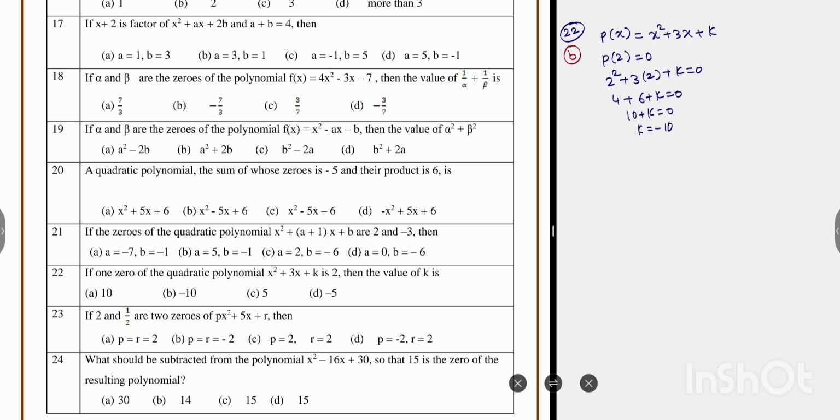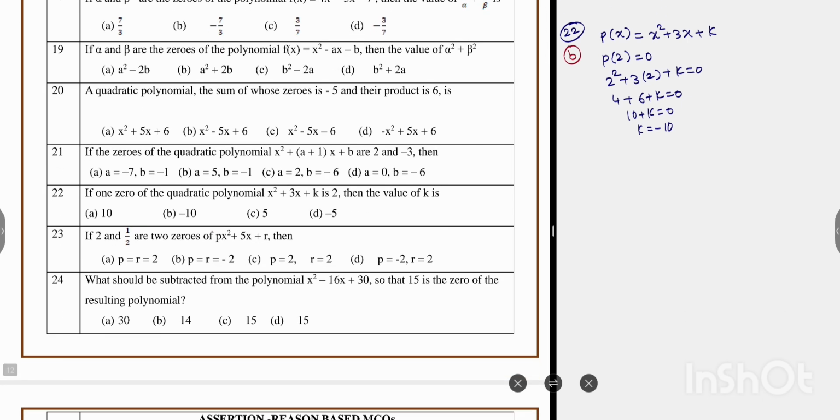Now question number 23. See here, clearly the zeros are given, 2 and 1 by 2. It means one is the reciprocal of the other. I told you one point: when one zero is the reciprocal of the other, remember a is equal to c. Here the polynomial is P x square plus 5x plus r. Here a is equal to P and c is equal to r. Substitute these two, we get P is equal to r.